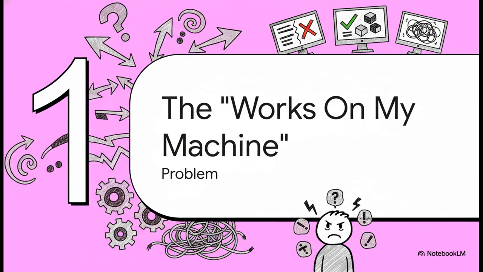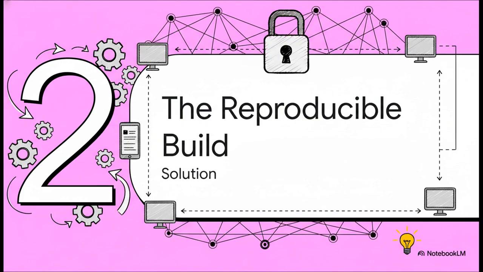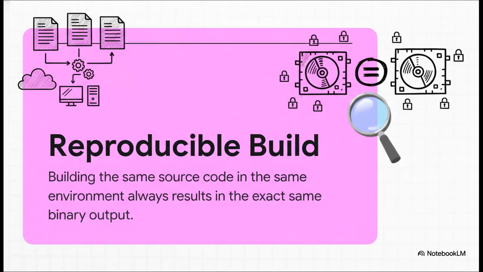So let's start by digging into the problem itself, the works on my machine problem, and the kind of chaos this simple phrase can cause. And now let's look at the elegant answer to all that chaos: the reproducible, or what some people call a deterministic build. So what is it exactly?